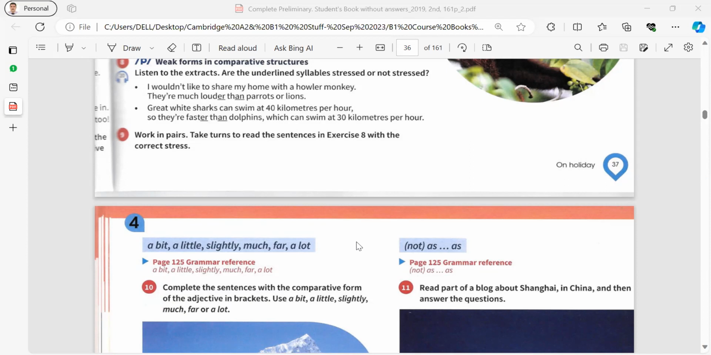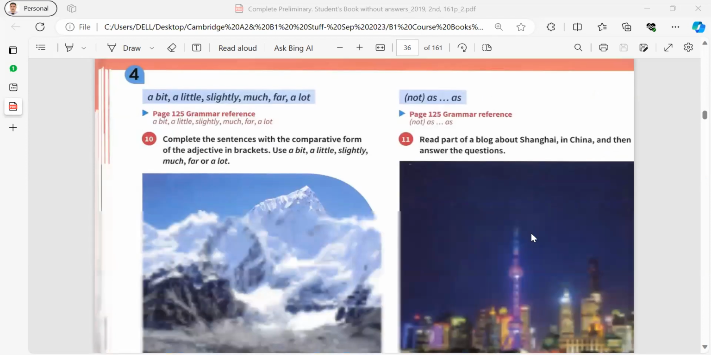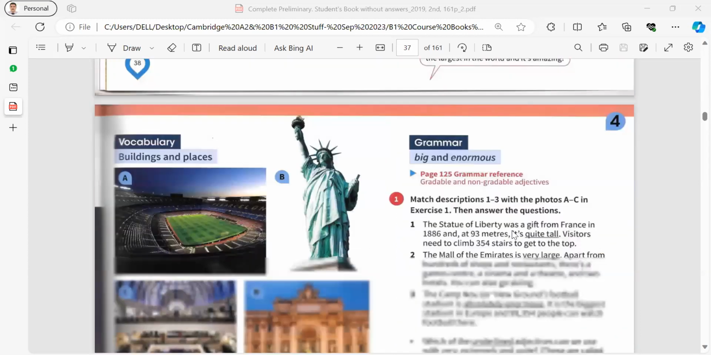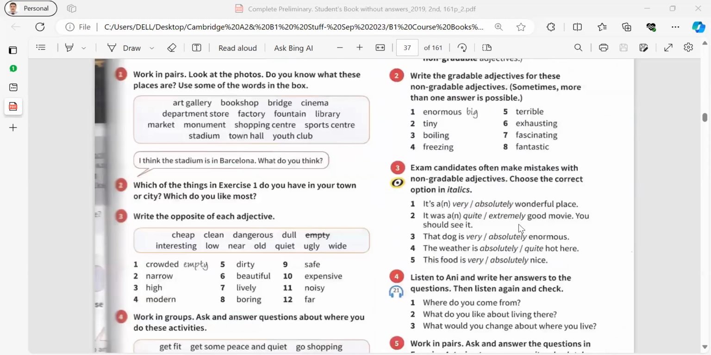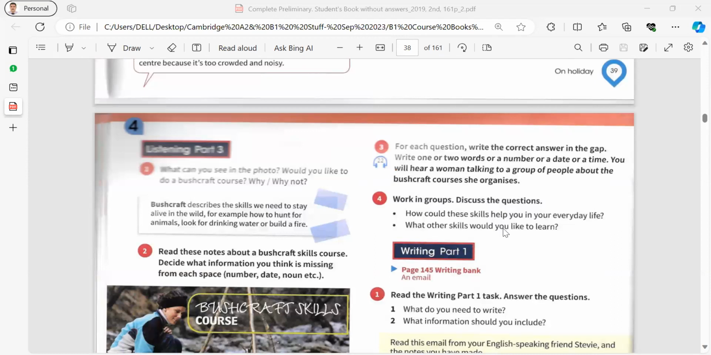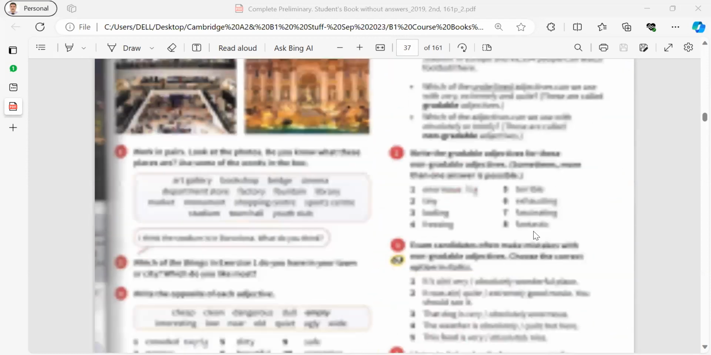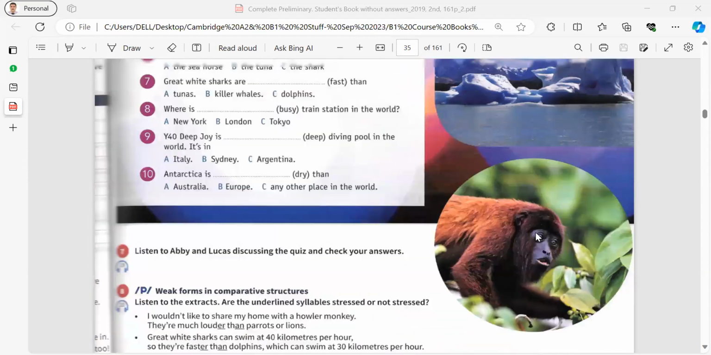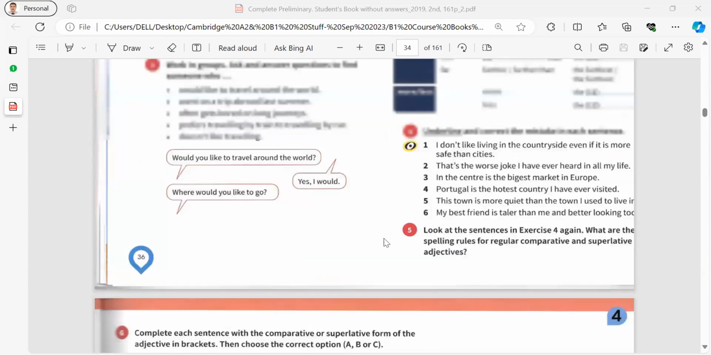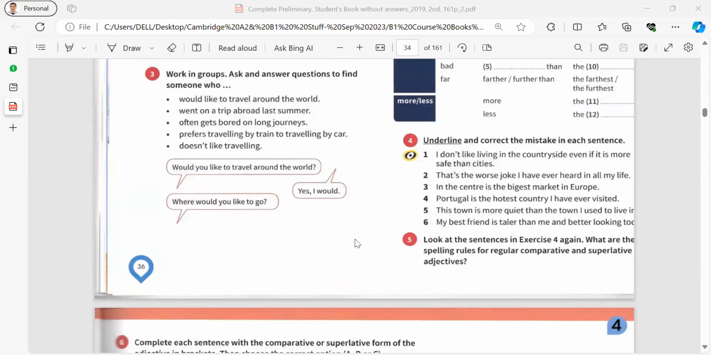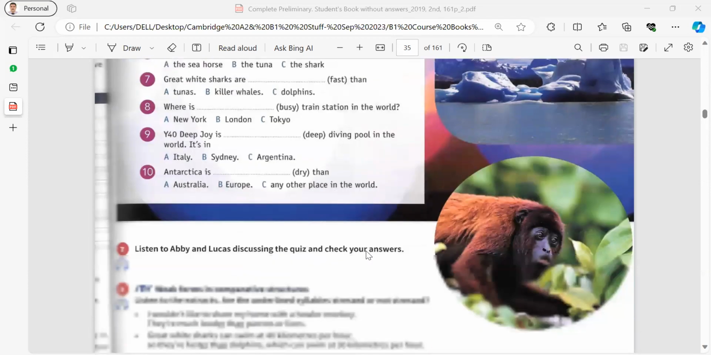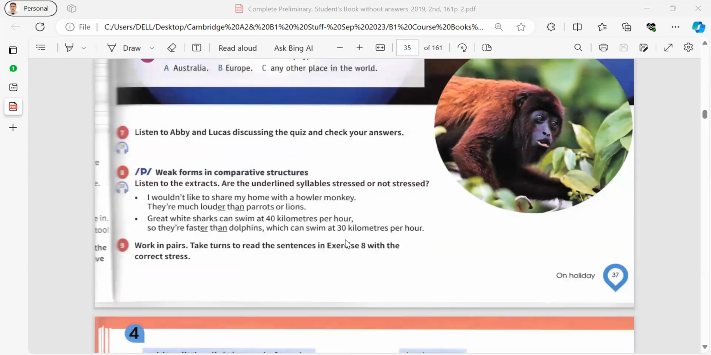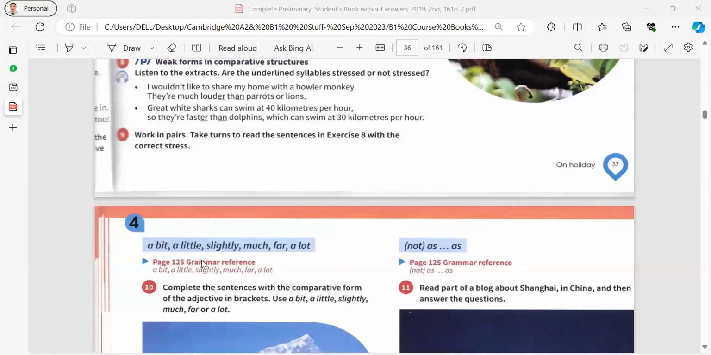So let's complete unit 4, grammar class. Then we should start listening part 3 and writing part 1. So for the grammar, last time you studied the difference between comparative and superlative, right? Any questions about this? No.